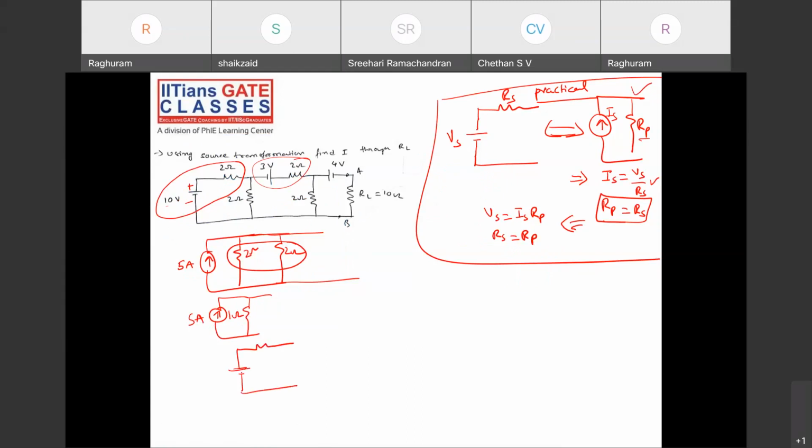So what is the value of this voltage source? It is Is into Rp, 5 into 1, 5 volts. And this is 1 ohm, right? What is the remaining circuit? This is 3 volts, 2 ohms, right? The other circuit is there.